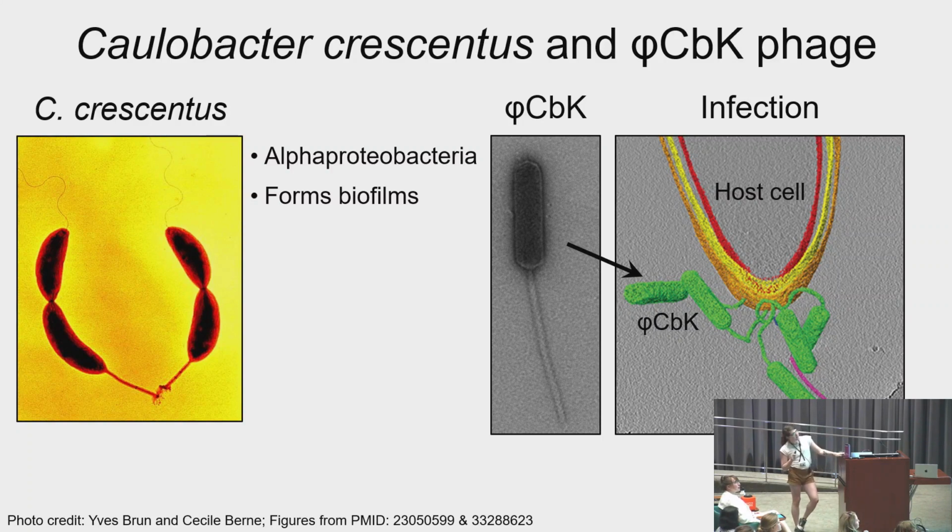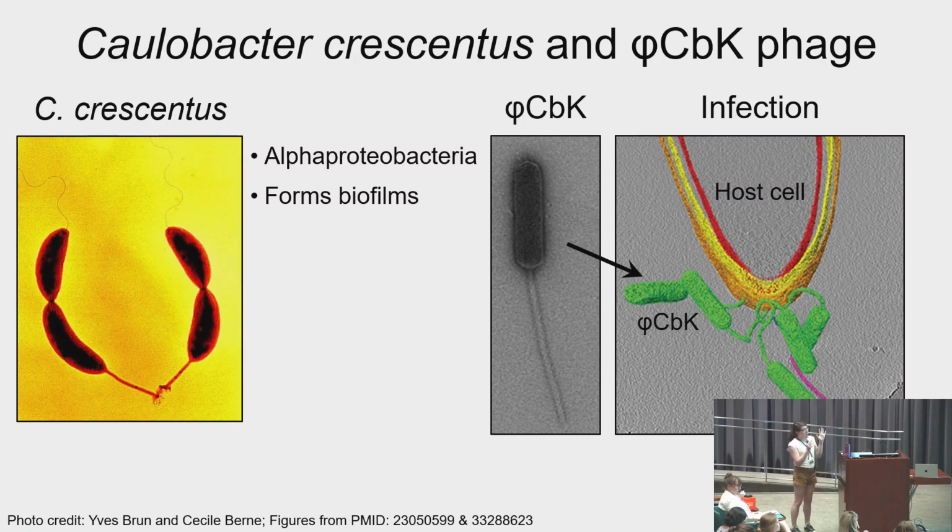I started studying φCbK because it was discovered over 50 years ago and has largely been used as a workhorse to study Caulobacter biology. But the phage's biology has been almost non-existently studied, except for a few pepperings here and there. So I thought this was prime real estate to start understanding this interaction between phage and their hosts.